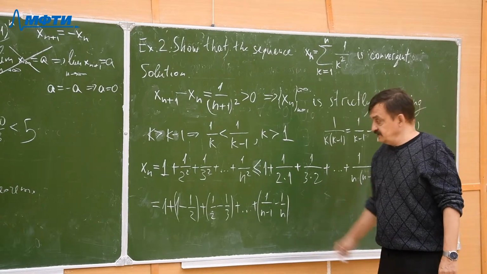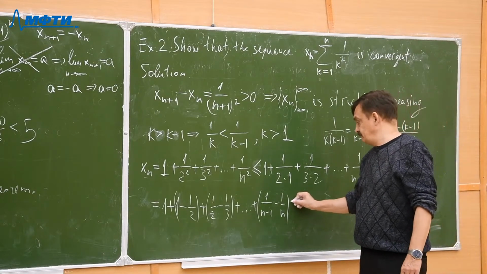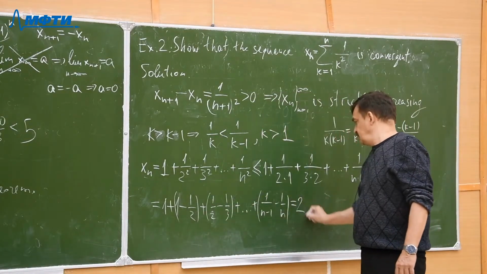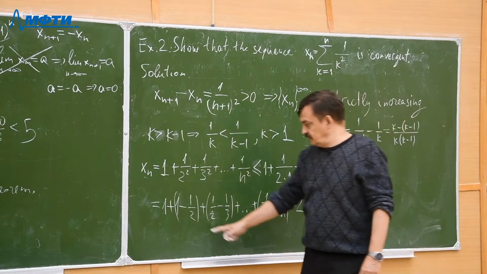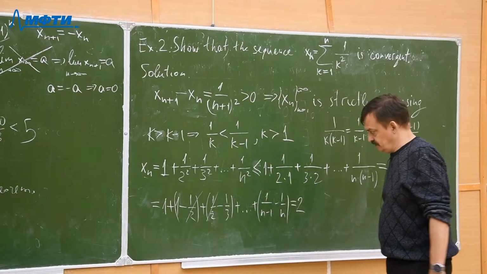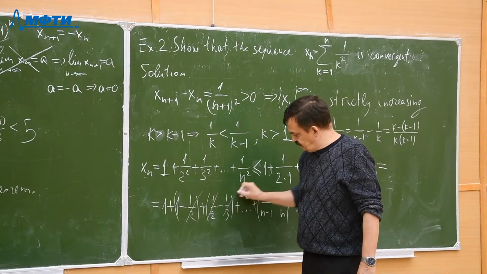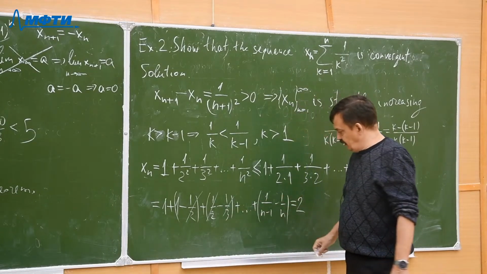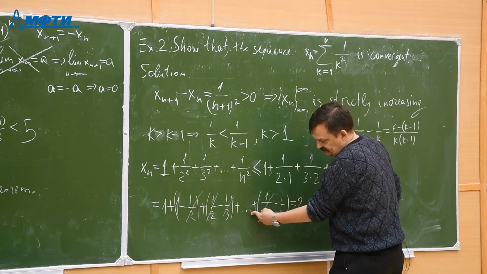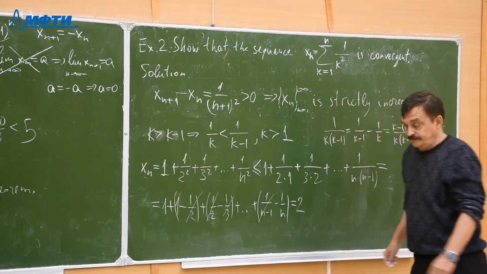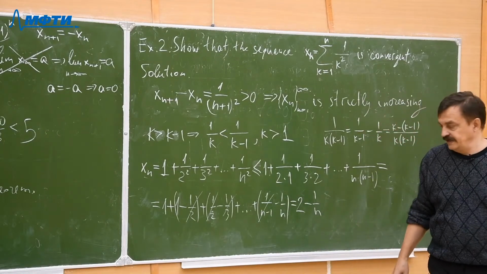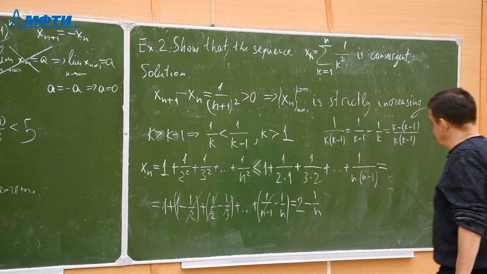Now look, this is the so-called telescopic sum. So 1 plus 1, it's okay here. Then look what happens. 1/2 is cancelled. 1/3 will be cancelled with the next one. And in fact, 1 over n minus 1 will be cancelled with the former term. So we get 2 minus 1 over n, and that is smaller than 2.